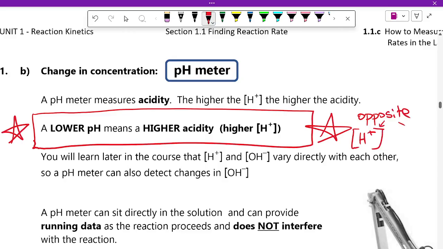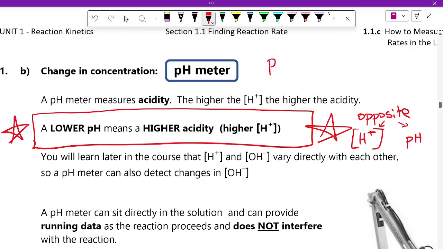Okay, H plus and pH are the opposite of one another. If one is bigger, the other is smaller. If one is smaller, the other is bigger. Okay, and there will be some questions in this unit where they're like, will this result in a higher pH or a lower pH?